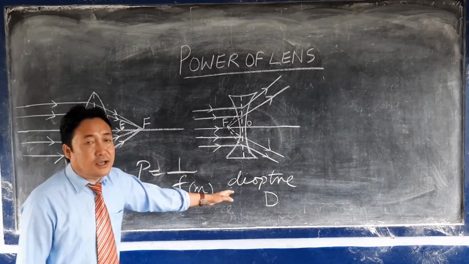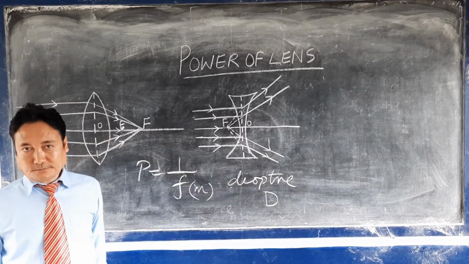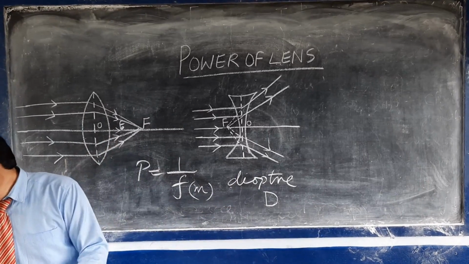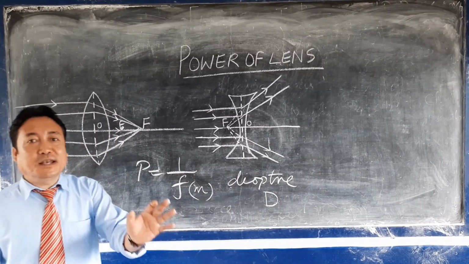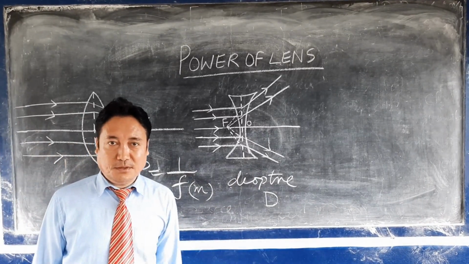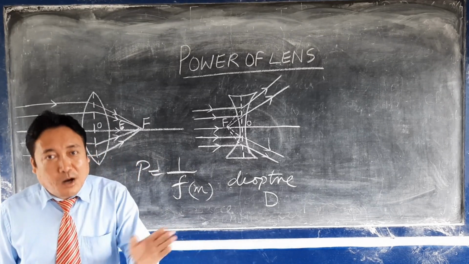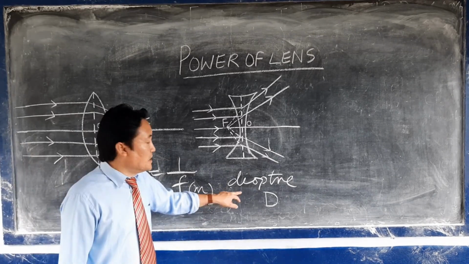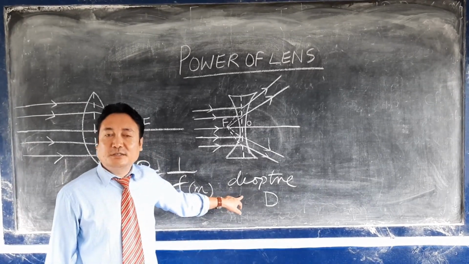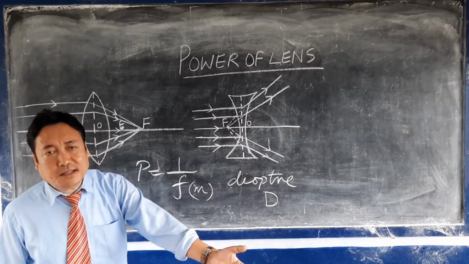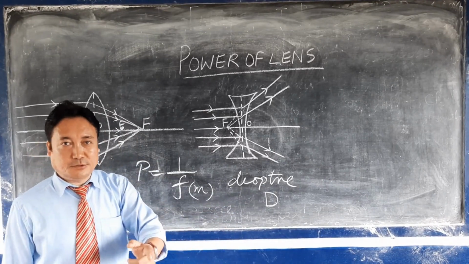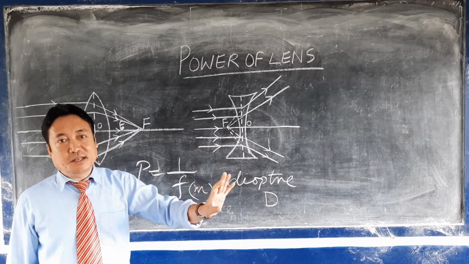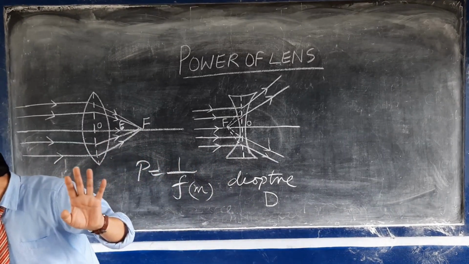Now let us come to the definition of diopter. One diopter is the power of a lens whose focal length is 1 meter. That is known as the diopter. So diopter is the power of a lens having a focal length of 1 meter. Remember the definition of a diopter, and diopter is the SI unit of power.